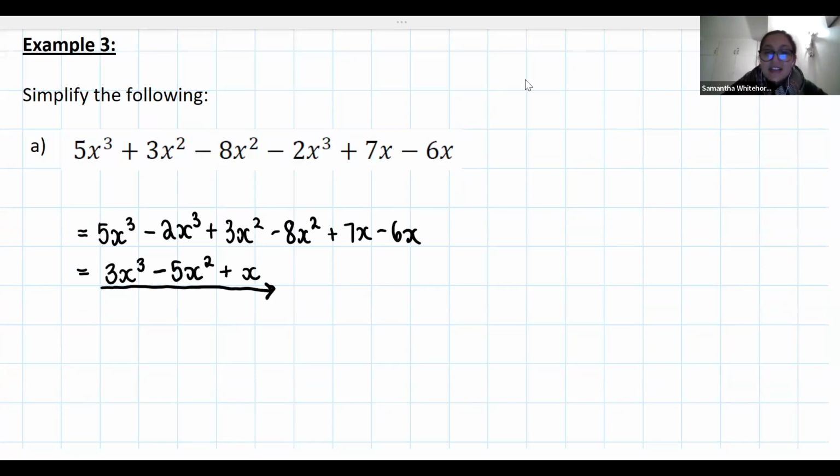Okay, guys, so exactly. Group your like terms, add and subtract them. That's it. Nothing more complicated. If we can get like terms down, you will be a-okay.